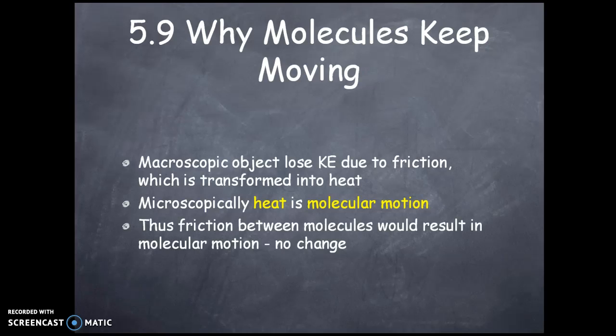Why do molecules keep on moving? Macroscopic objects lose kinetic energy due to friction, which is transformed into heat. Microscopically, heat is molecular motion. Thus, the friction between the molecules would result in molecular motion, and there would be no change.